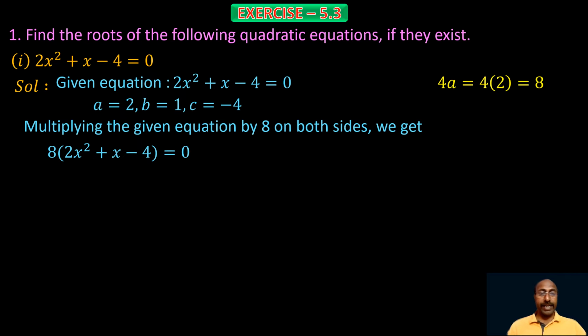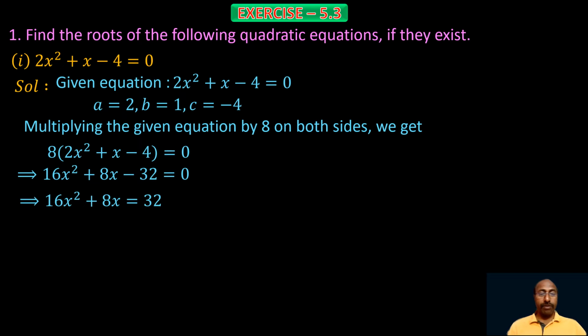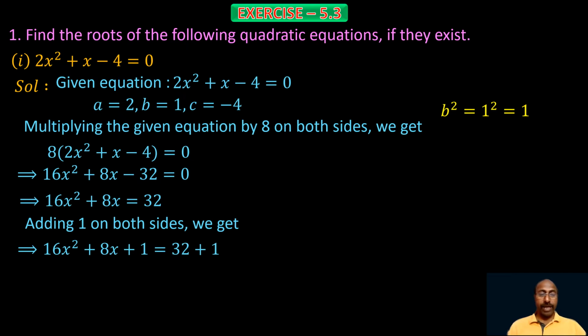And from this we can write 8 into 2x square is 16x square, plus 8 into x, plus 8 into minus 4, minus 32 equal to 0. And now transpose the term minus 32 to the right side. Then we are left with 16x square plus 8x is equal to 32. And now add the term b square on both sides. And what is b square? b square is equal to 1 square, that is 1. So adding 1 on both sides, what do we get? 16x square plus 8x plus 1 is equal to 32 plus 1.